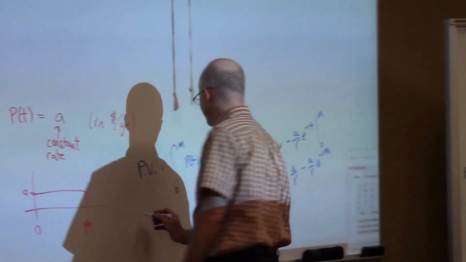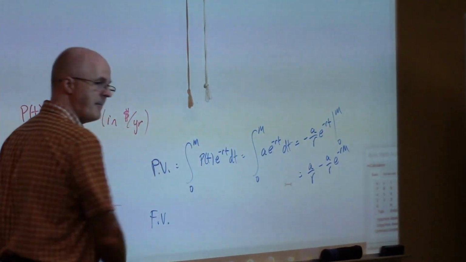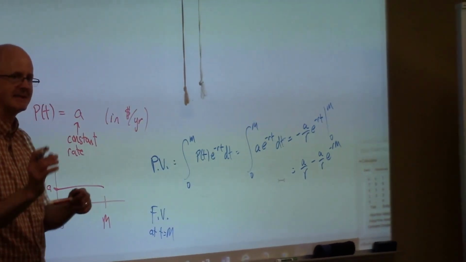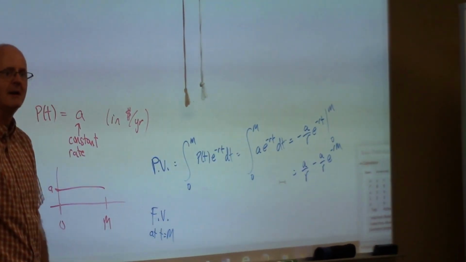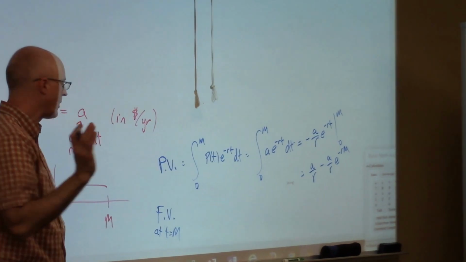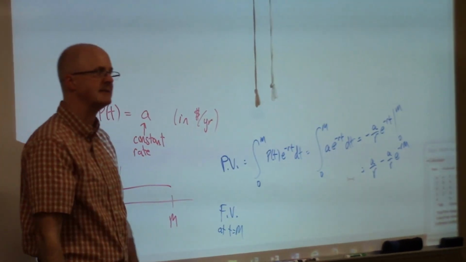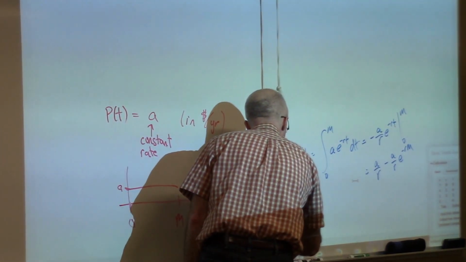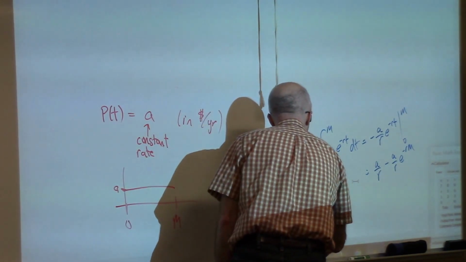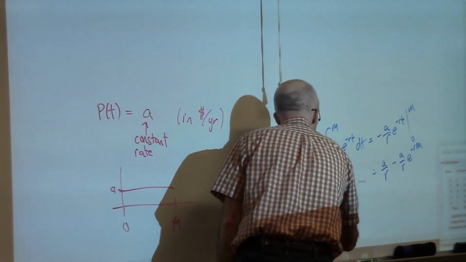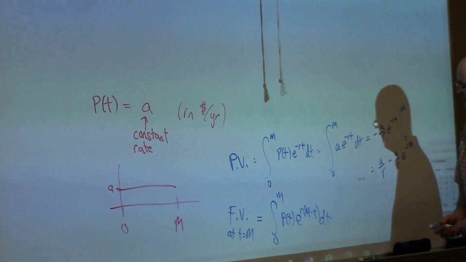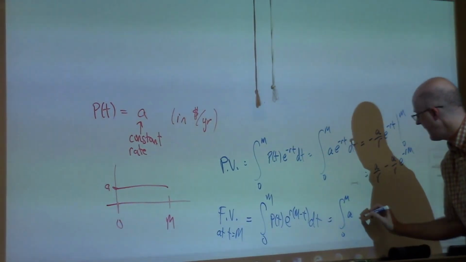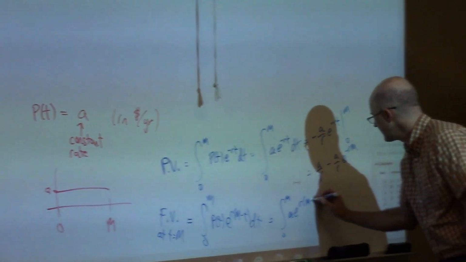What's the future value at time m? I didn't have time to derive it in class, but essentially you take that little chunk and push it forward in time. If it's at time t, you're pushing it to time m, so you've got to push it forward by m minus t years. And that results in an integral from 0 to m of P of t times e to the positive r times m minus t power. Once again, if we take P of t to be the constant A, you can write the integral like this.